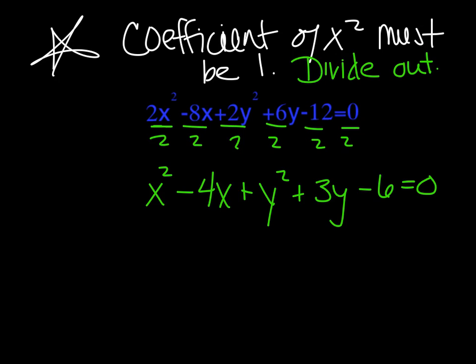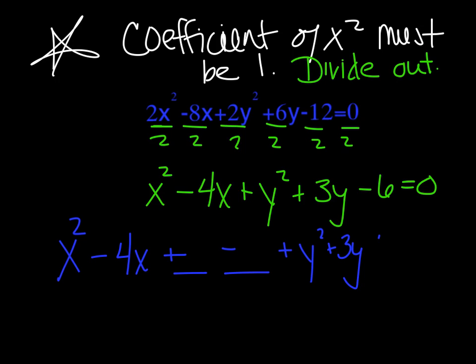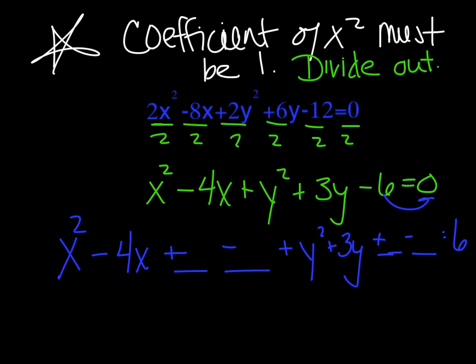Now again, if you have to rearrange if the x's and y's are in opposite order, but you basically want the x squared next to the x, plus a blank minus that blank, plus the y squared plus the 3y, plus a blank minus the blank. And I'm going to shift that 6 over because I know I need it on the other side, so I'm going to add 6 to that side. Alright, and now it's just as easy as the last one. We're just going to complete the square twice.